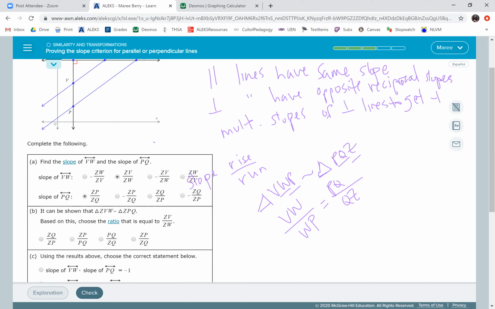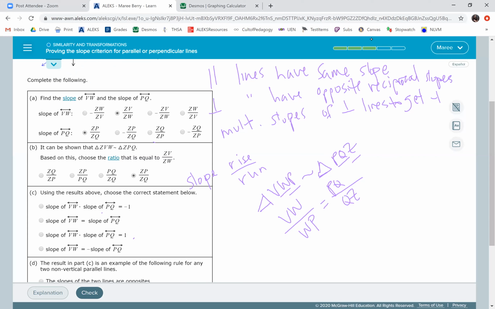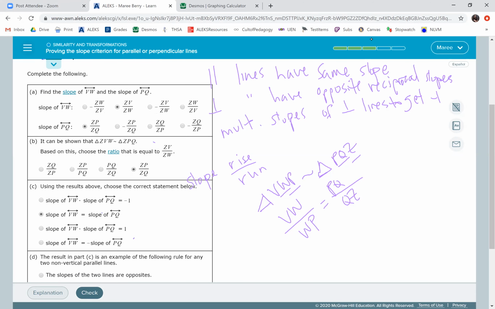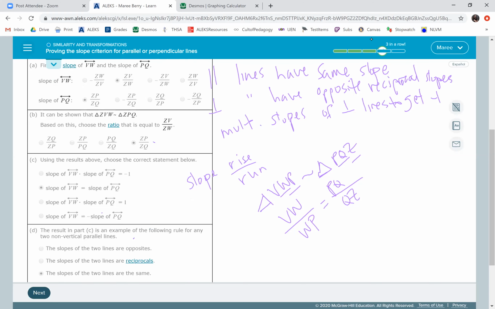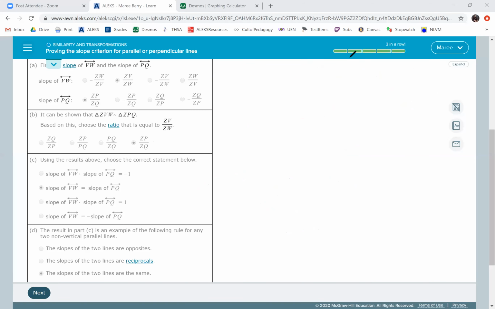Choose the ratio. On this one, ZV is the first two, so we want ZP on the top. So it's either the second or the fourth. And ZW is the first and last, so we want ZQ. So it's going to be the fourth one. The results are they're equal. The slopes need to be equal because they're parallel. The slopes of the two lines are the same. Okay, that's the end of the lesson.